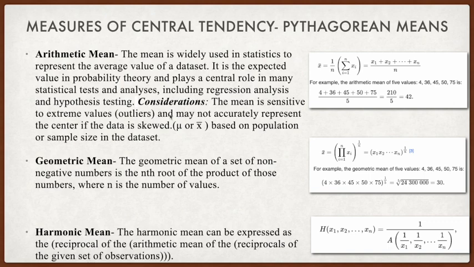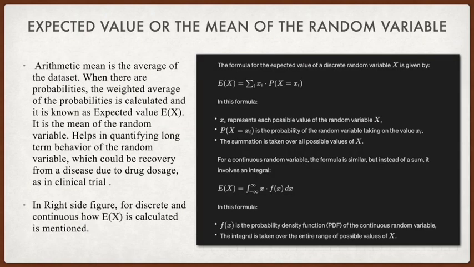And the expected value, or the mean of the random variable. The formula for the expected value of a discrete random variable is the sum of xi times the probability of xi. If it is a continuous random variable, it is the integral from minus infinity to plus infinity of x times f of x dx, where f of x is the probability density function. So this is going to be the expected value. This can also be described as a weighted average of the probabilities, and it is the mean of the random variable.